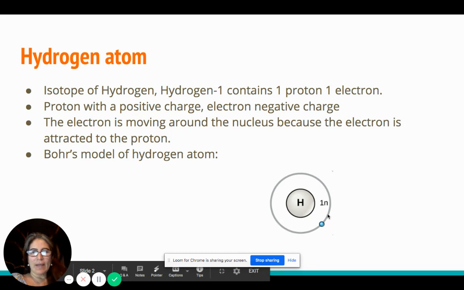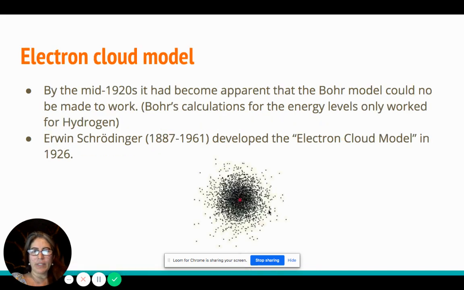This is a diagram that shows Bohr's model of the hydrogen atom. He thought that electrons moved in definite orbits, just like planets move around the sun. But there was a problem with this concept, and by the mid-1920s, scientists became aware that the Bohr model didn't work for all the other elements. It only worked for hydrogen. So there had to be some modifications.